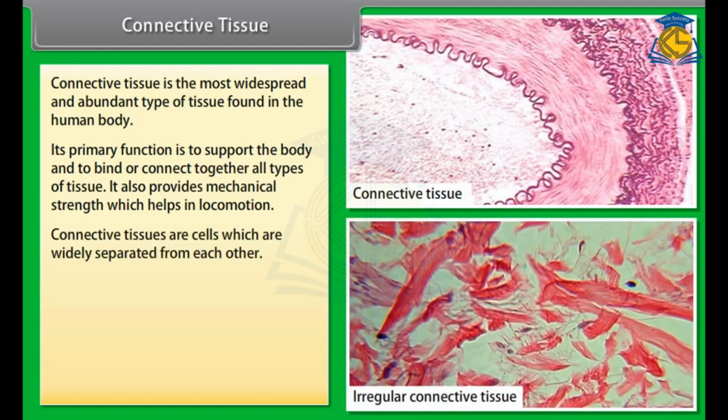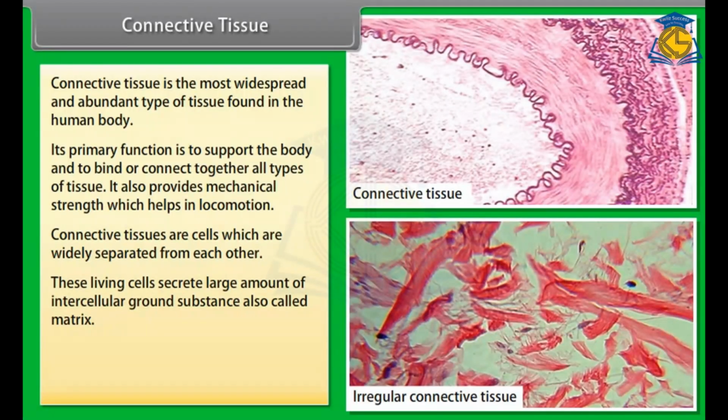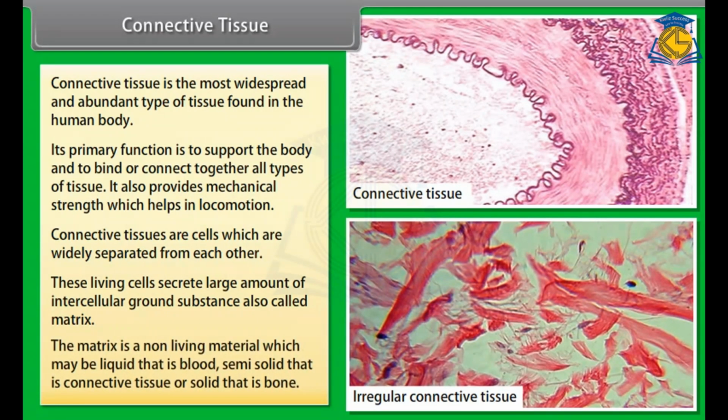Connective tissues have cells which are widely separated from each other. These living cells secrete a large amount of intercellular ground substance, also called matrix. The matrix is a non-living material which may be liquid, that is blood, semi-solid, that is connective tissue, or solid, that is bone.